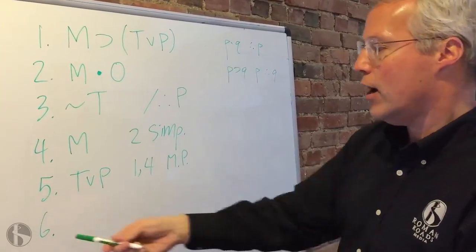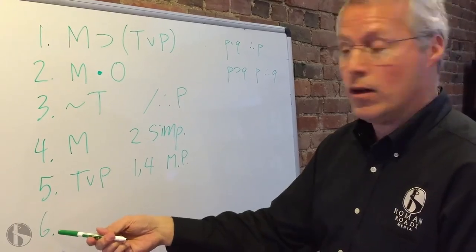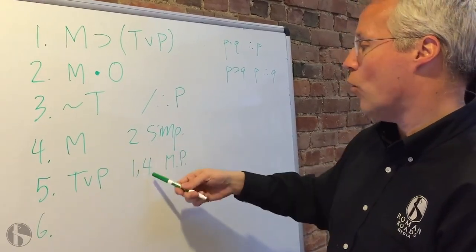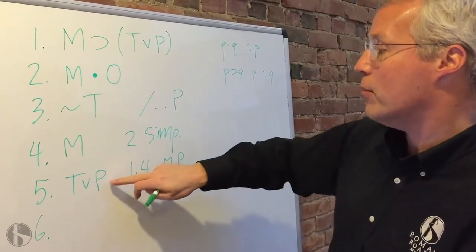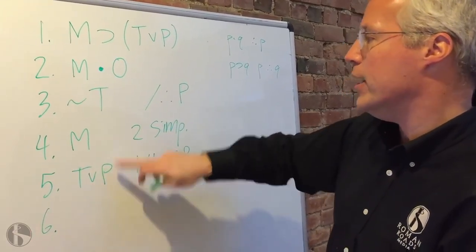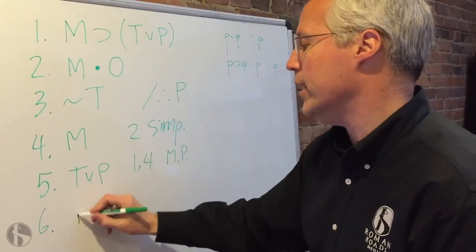And here's another trick. I'm on step 6. I've used steps 1, 2, and 4. I haven't used steps 5 and 3. And so I'm probably going to use them. And I'm going to use them in that order. T or P, not T, therefore P.